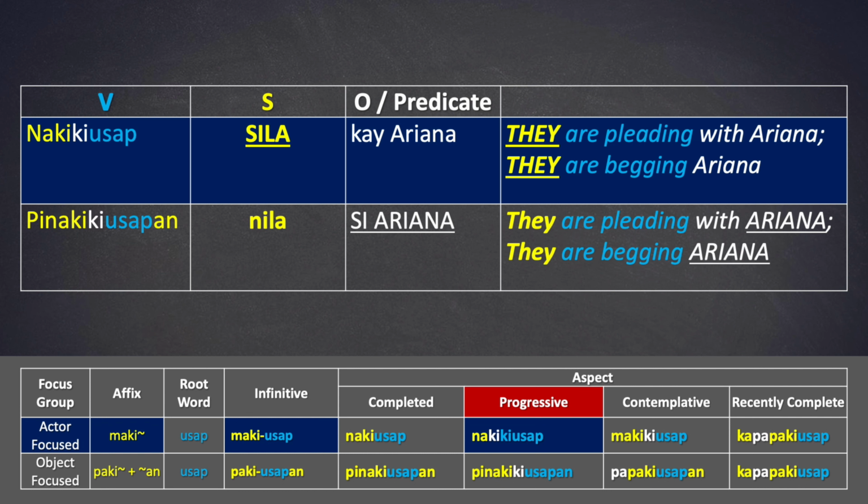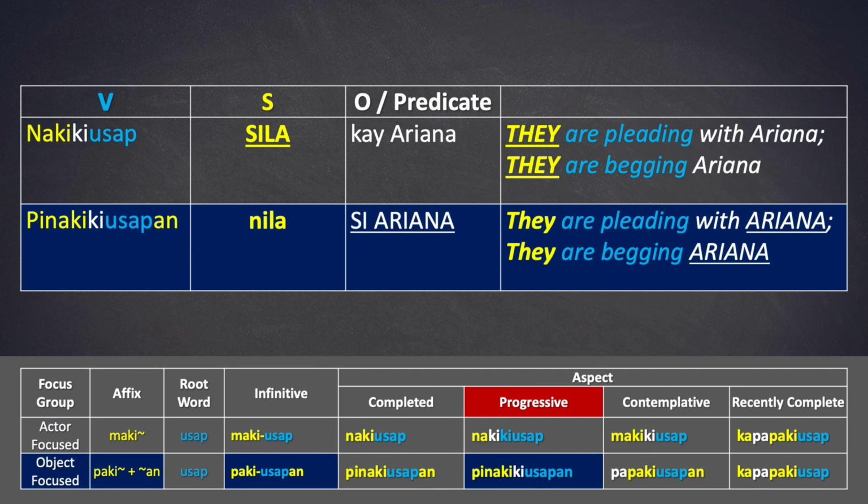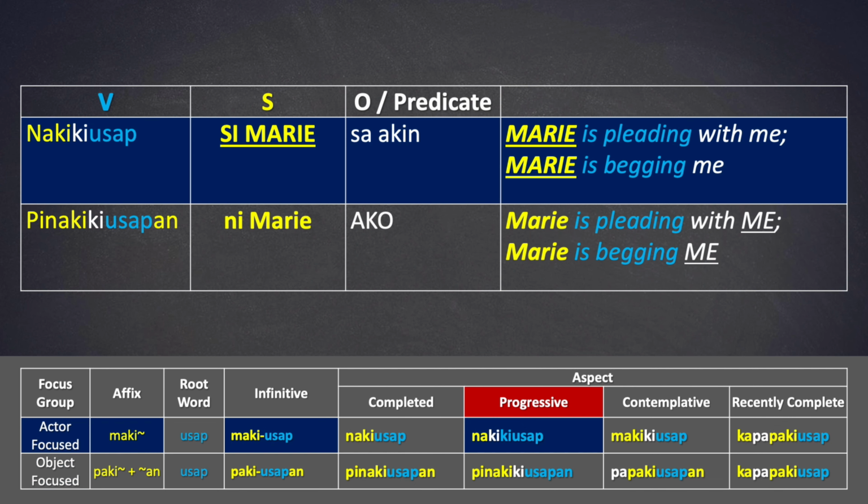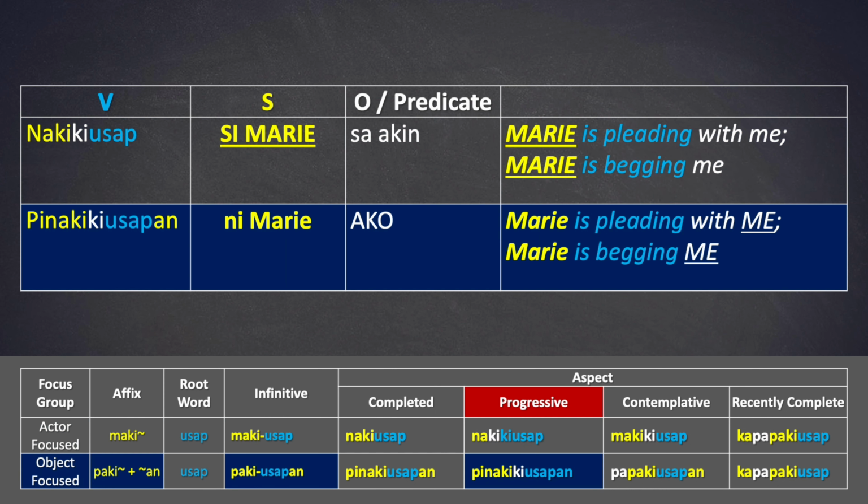Nakikiusap sila kay Ariana. They are pleading with Ariana, or they are begging Ariana. Pinakikiusapan nila si Ariana. They are pleading with Ariana. They are begging Ariana. Nakikiusap si Marie sa akin. Marie is pleading with me. Marie is begging me. Pinakikiusapan ni Marie ako. Marie is pleading with me. Marie is begging me. Ayos ba?